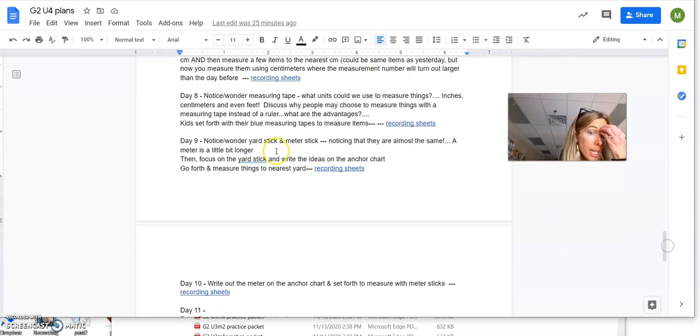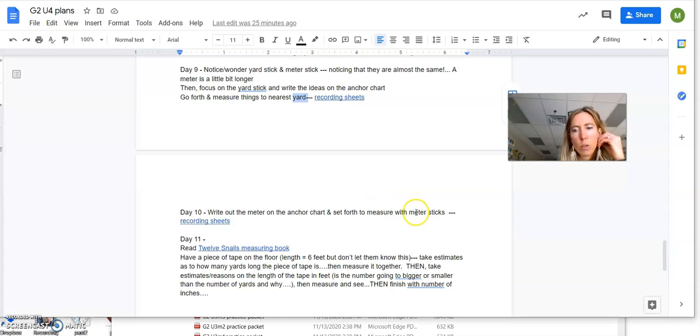Then we bring in the idea of the yardstick and the meter stick, put them both together and be like, oh my gosh, they're almost the same. But one of them's a yard and one of them's a meter. So let's focus on the yard today, and let's go forth and measure things in yards. And then the next day, now let's focus on the meter, and just notice that our measurements are going to be pretty much the same as the day before, because a meter and a yard are around the same.